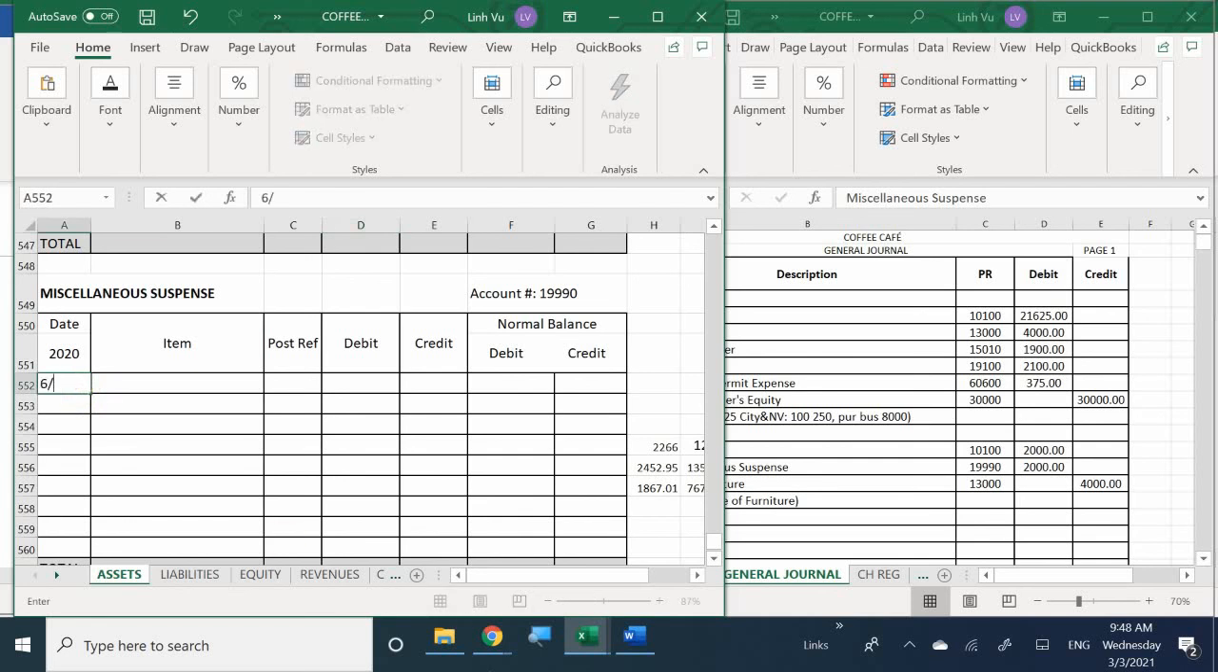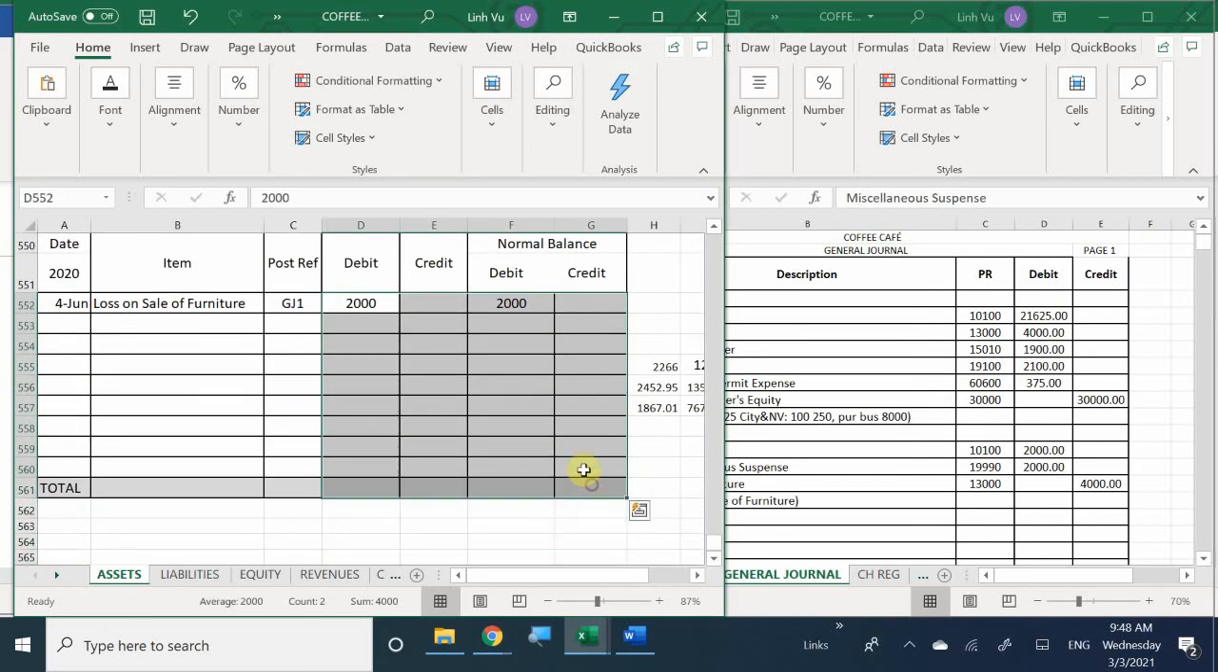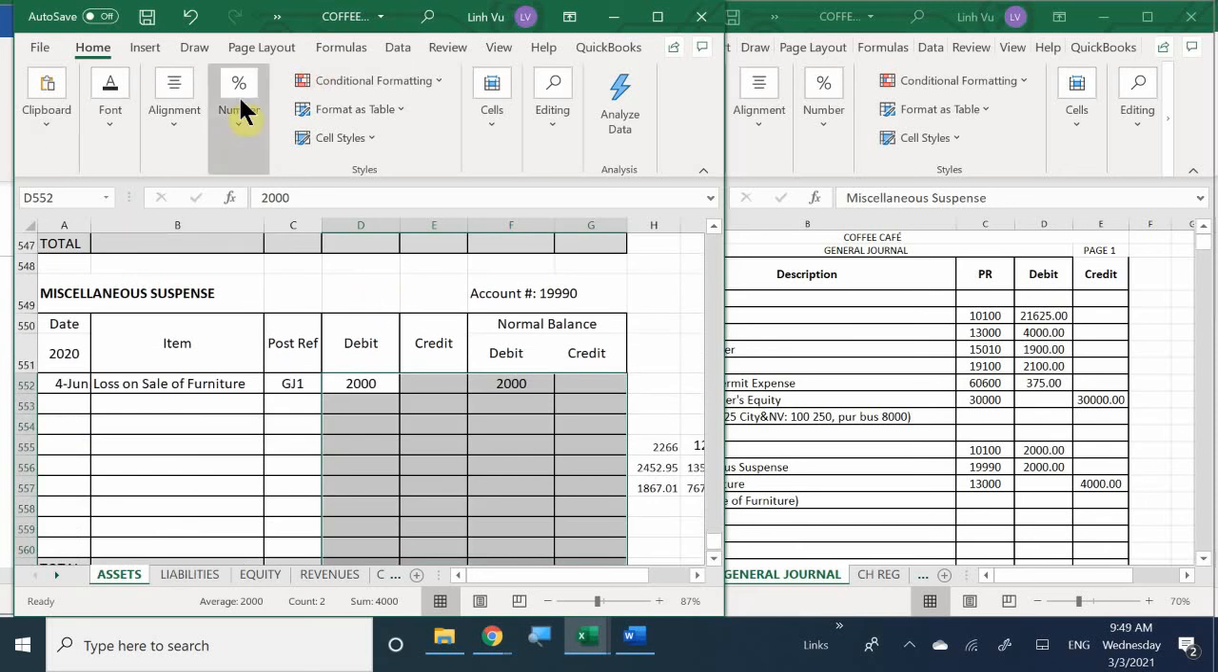Now I'm going to go ahead and enter in the date, and say loss on sale of furniture. Post reference, again, general journal number 1. Did I debit my account or did I credit my account? You debit. Yes, I debited the account by $2,000. Because this is my first entry here, that means $2,000 is what's going to be under my debit balance. I don't have anything under it, so I don't need to put the formula in just yet, until I reach the second one.